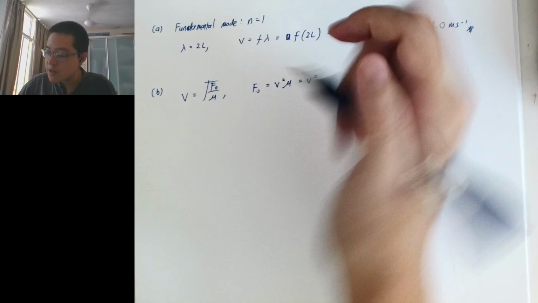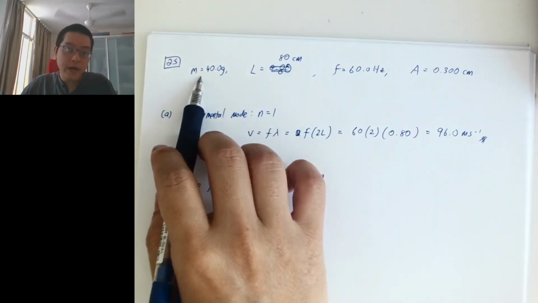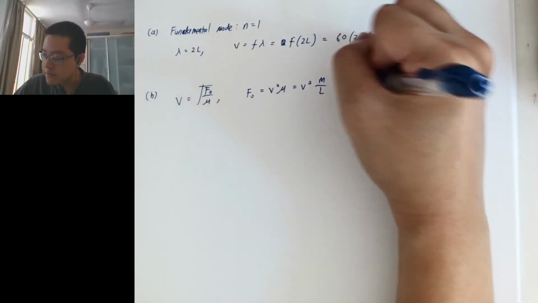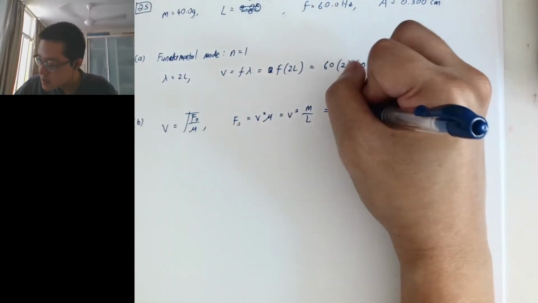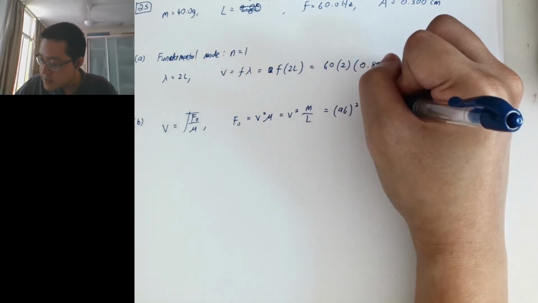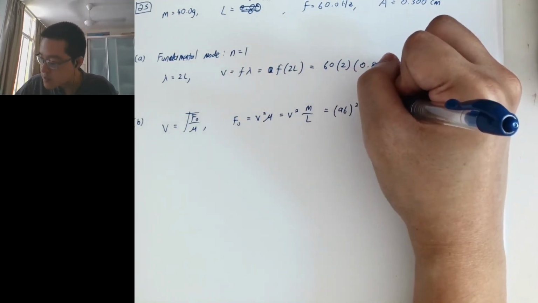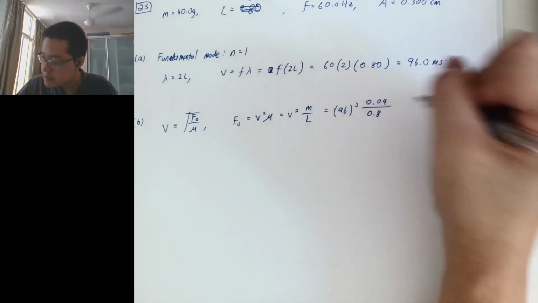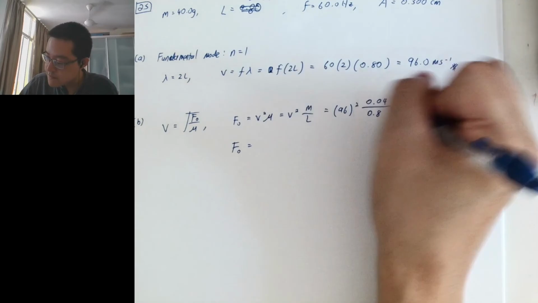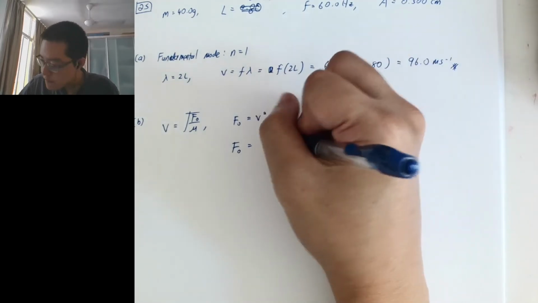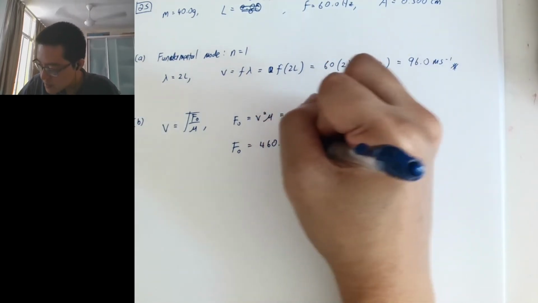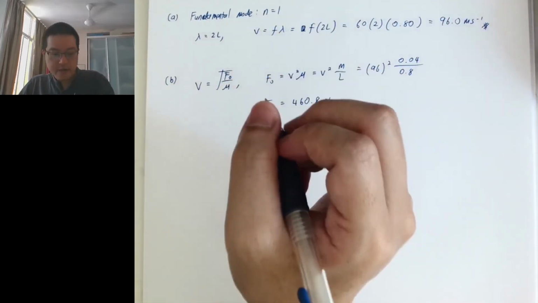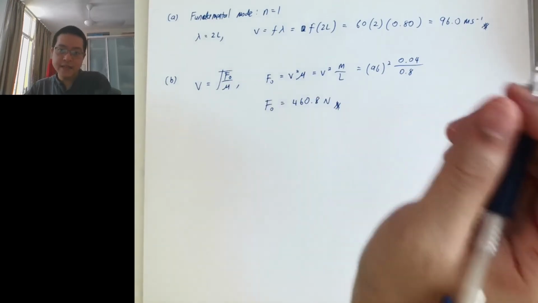So mu is not given, but you're given the total mass of the wire and the total length. So it's just the total mass over total length. So we can easily calculate this as well. The v is 96. Total mass is 40 grams, so it's 0.04 kg. And then the length of the wire is 0.8 meters. So I can calculate the tension after putting everything in: 460.8 newtons.